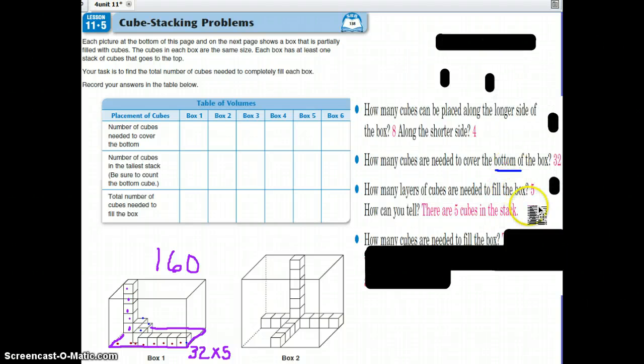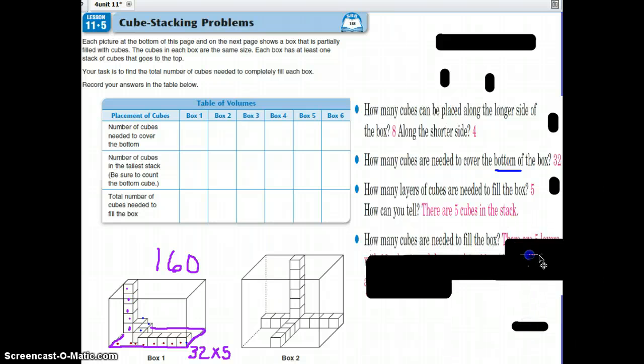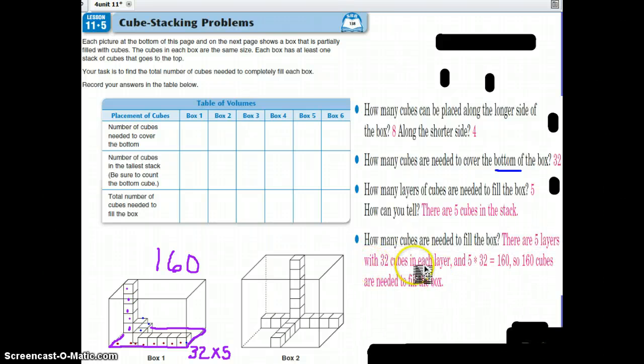There are 5 cubes in this stack to fill the box. There are 5 layers with 32 cubes, so I got to do 5 times 32, which is 160. So we would fill that in our box above as so. Number of cubes needed to cover the bottom, we said was 32. Number of cubes in the tallest stack, 5. Total number of cubes needed to fill the box, 160.